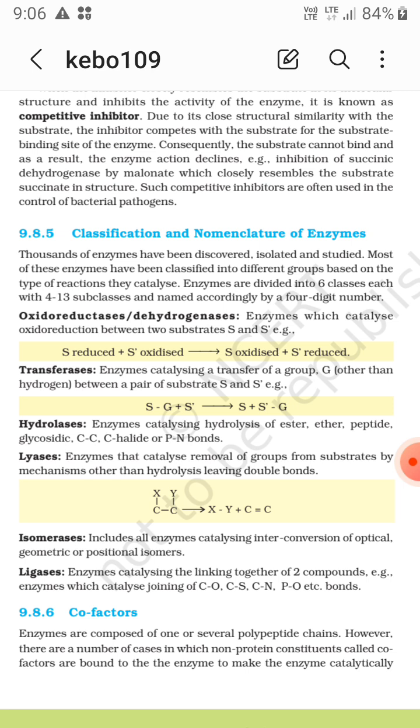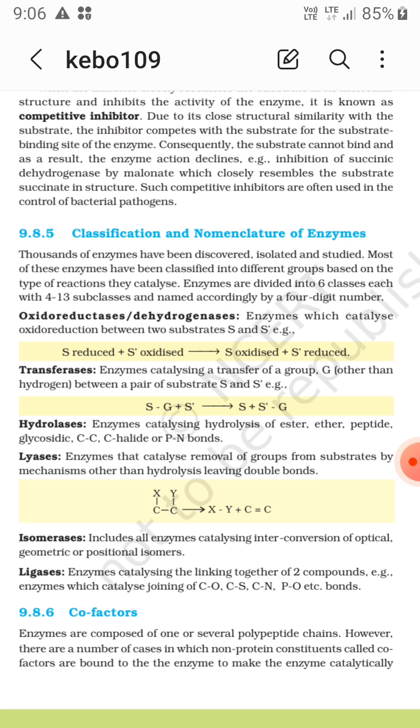Okay. Now the third class is the hydrolases. Enzymes catalyzing hydrolysis, that is breaking, attack of water and breaking the compound, right? Now hydrolysis of ester, ether, peptide, glycosidic, C-halide, P-N bonds. That is P-N, that is double bond. So attack of water and it breaks it. Okay, so enzymes catalyzing hydrolysis of ester, ether, peptide, glycosidic, C-halide and P-N bonds.